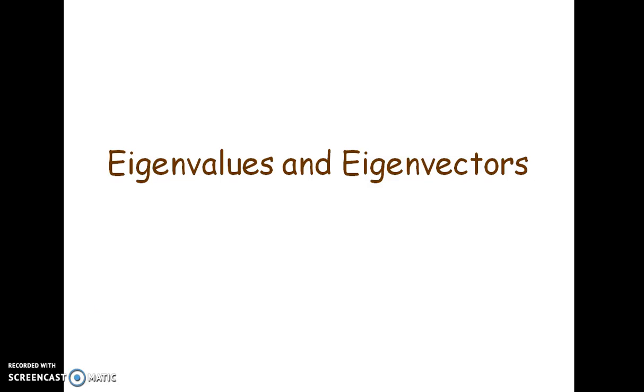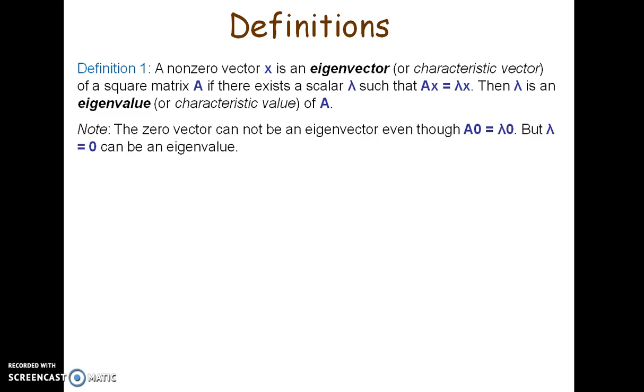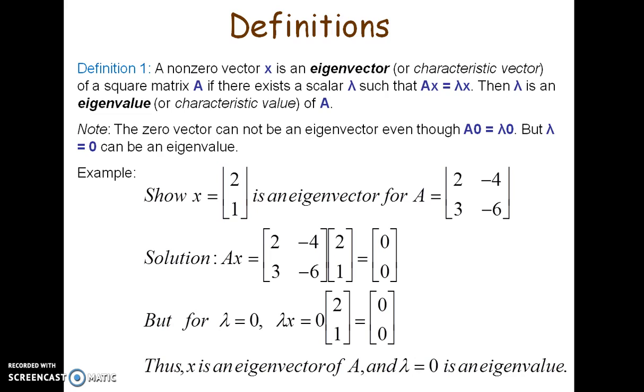Eigenvalues and eigenvectors of matrices. Definitions. Definition 1. A non-zero vector X is an eigenvector or characteristic vector of a square matrix A if there exists a scalar lambda such that Ax equals lambda x. Then lambda is an eigenvalue or characteristic value of A. Note: the zero vector cannot be an eigenvector even though A times 0 equals lambda times 0, but lambda equal to 0 can be an eigenvalue.